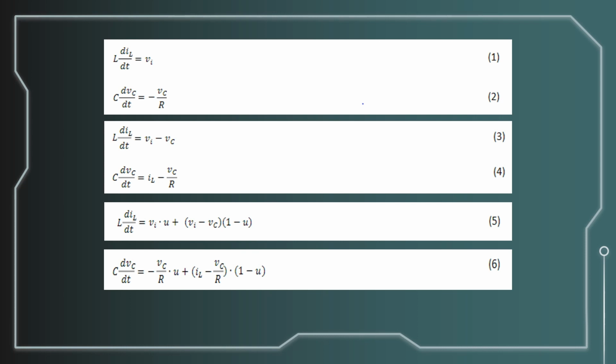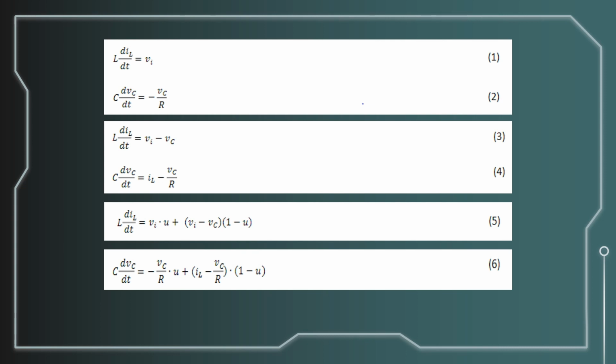Equation 3 is obtained by applying the voltage law in loop 2, while equation 4 is obtained by applying the current law in node 1, as figure 1 shows. Equation 3 indicates that IL is decreasing its value, so the inductor is delivering energy. Equation 4 indicates that VC is decreasing its value, so the capacitor is storing energy.